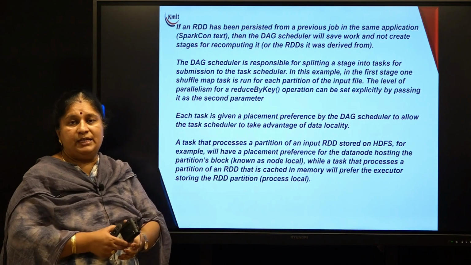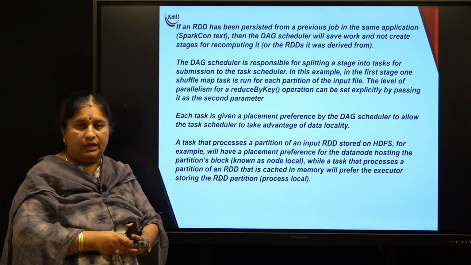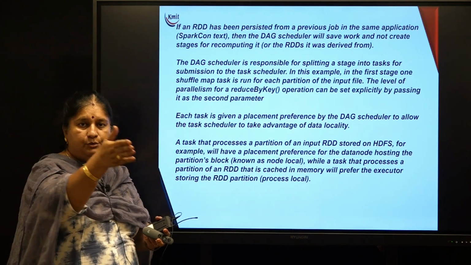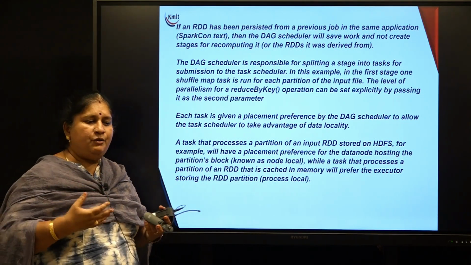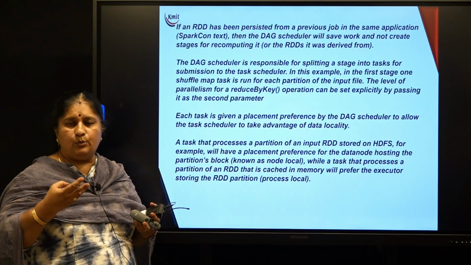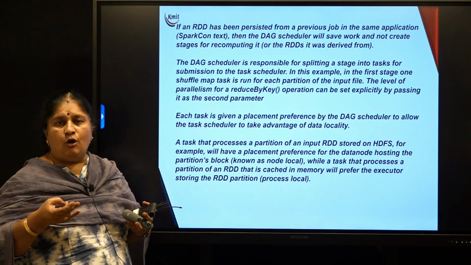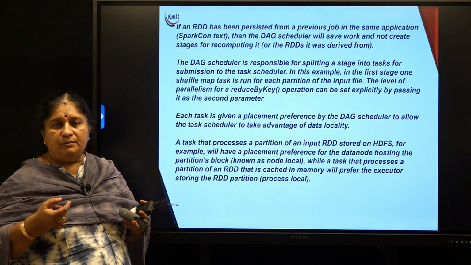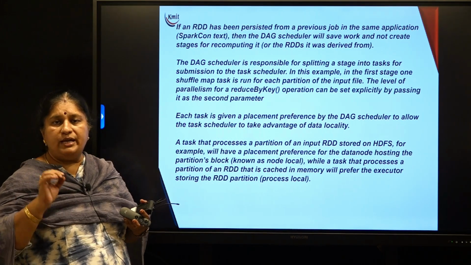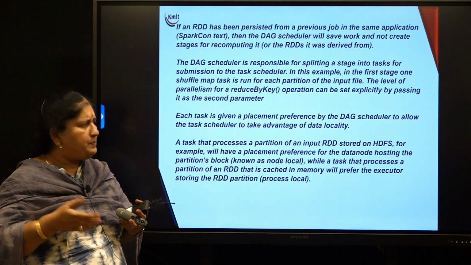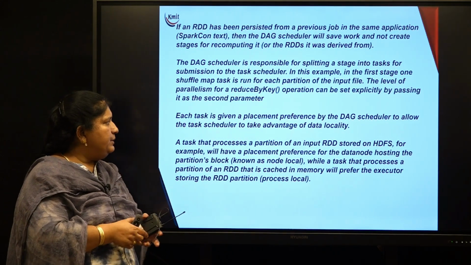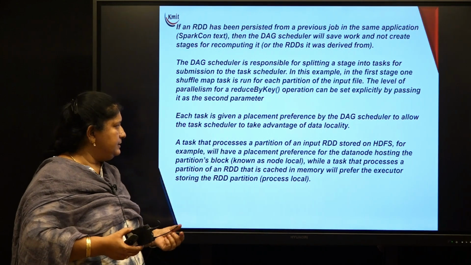What do I mean by placement preference? Should I execute on this node? Should I execute on the other node? Where do I want to place this task? It depends on various parameters like network distance, how many hops are needed, how much time it is going to take, whether the particular node is in an active state or not, is it busy or free. Based on that, it will go for a placement preference.